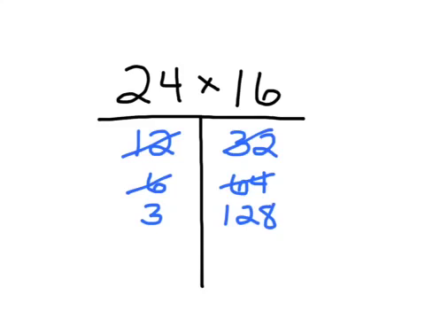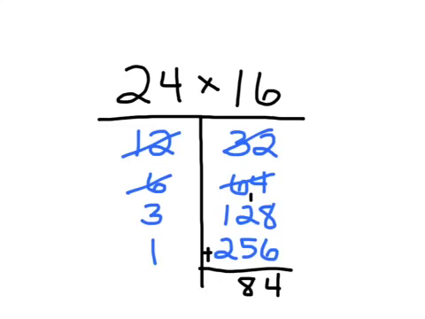So half of 3 is 1 1/2. We'll get rid of the half and write down 1, and then we double 128, and we get 256. As soon as we get down to 1, we're done halving and doubling. The very next step then is to add the numbers that remain over here. 8 plus 6 is 14, 5 plus 2 plus 1 is 8, and then 1 plus 2 is 3. Notice we get the same answer of 384.